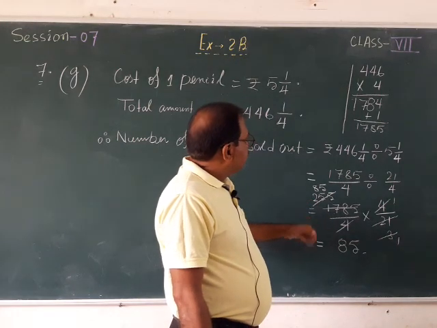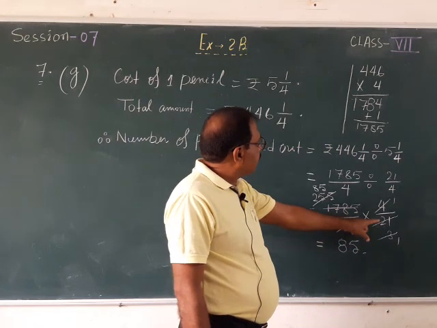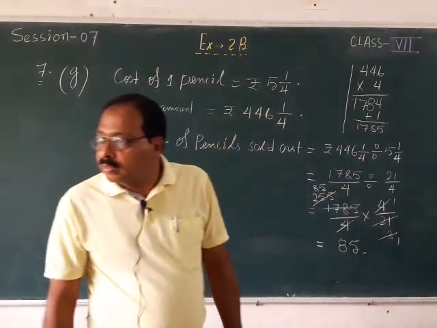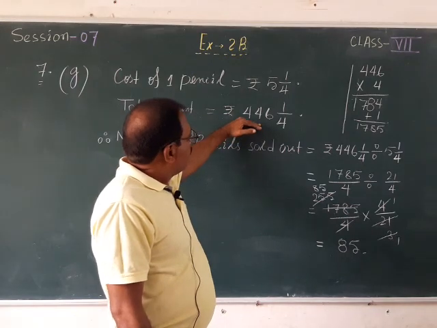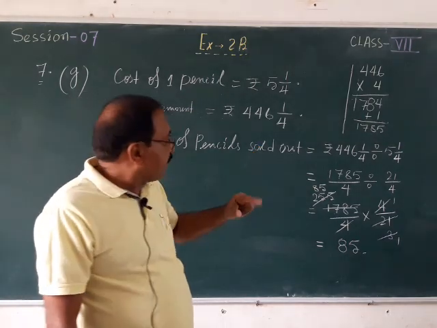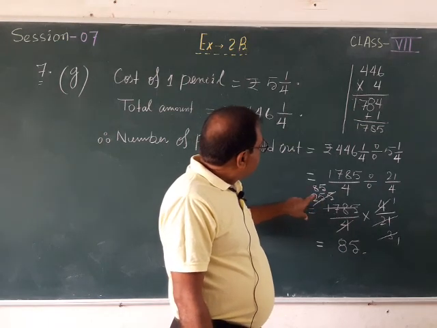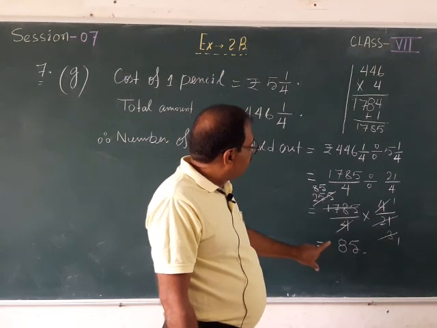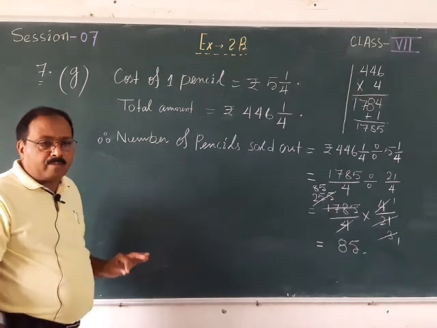Okay, 85 pencils. You can check the calculation work that I did. I am rechecking the calculation. This is 446 whole and 1 by 4, the total selling amount, and the cost of one pencil is 5 whole and 1 by 4. So, the number I am getting is 7 twos are 14, 3, 38, 7 fives are 35 and 3 again, 85. That means the total number of pencils is coming 85 only. Now, I am going to find the number of packets.